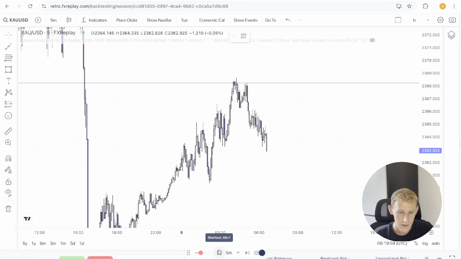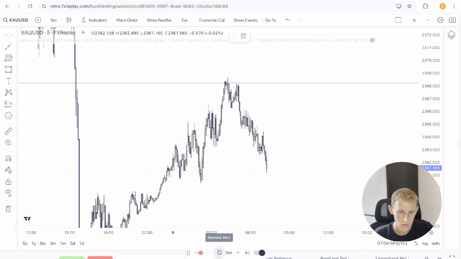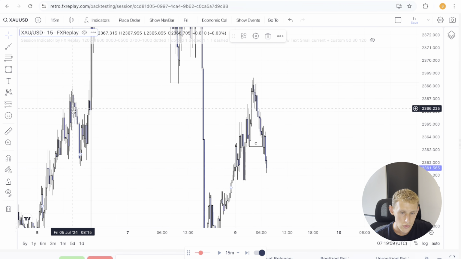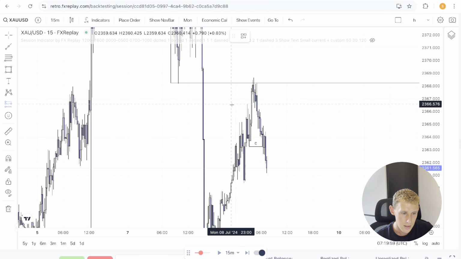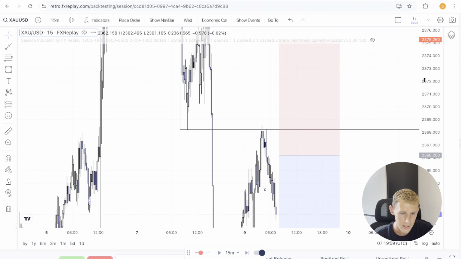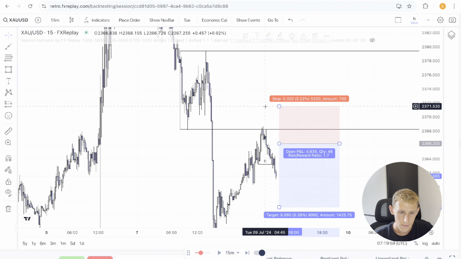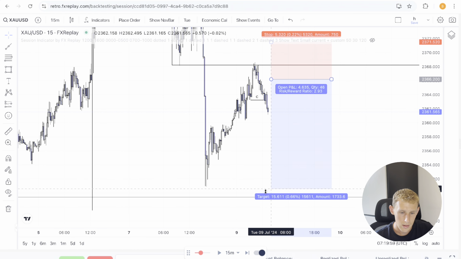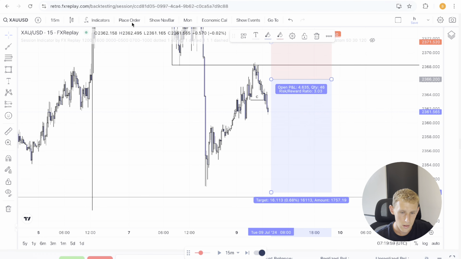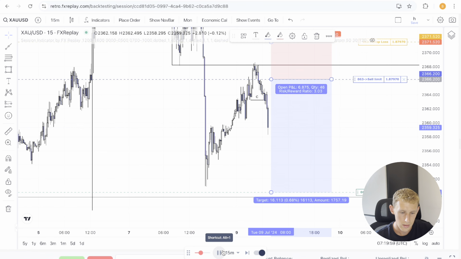Hasn't given us a change of character yet. Okay, now it has. There you go. That was the change of character. In terms of entries, could maybe look for a retest of this imbalance up here. Let's have a look. Going for a 1 to 3 as always.